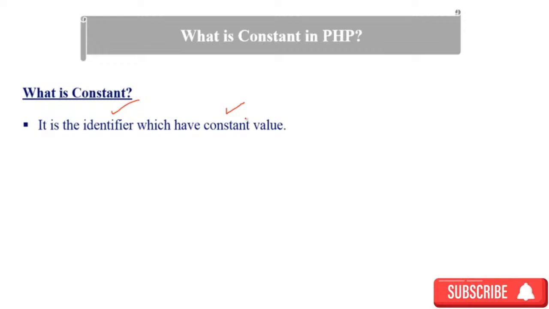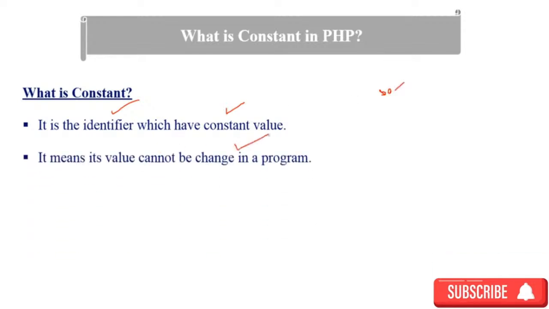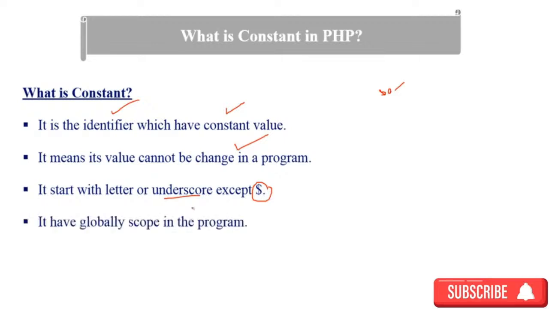Its value will not be changed in a program. You know that variable value may change in a program, but constant value will not be changed. Its value will be fixed. It means its value cannot be changed in a program. It starts with letter or underscore, but you cannot use a $ sign. You know that when we declare a variable, we use $ sign. But in case of creating a constant, we cannot use $ sign at the starting, but you can use alphabet or underscore at the starting. It has global scope in the program.